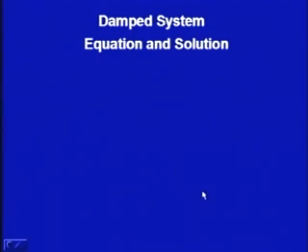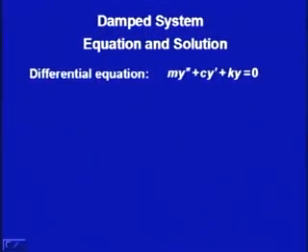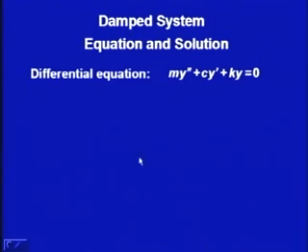Let us see the damped system, that is when the damping is present. So, first we see what the equation and the solution are, and then we will discuss this motion. The differential equation would be m y double dash plus c y dash plus k y is equal to 0. Here m is the mass, c is the damping constant, and k is the spring constant.